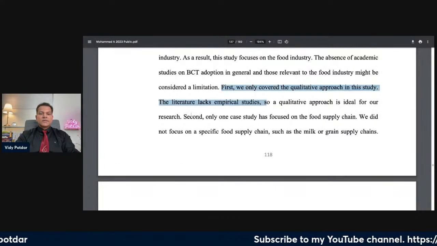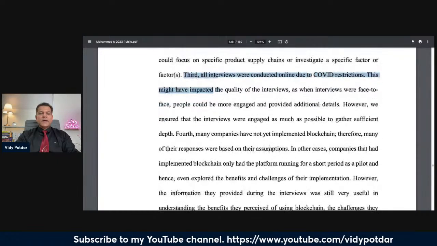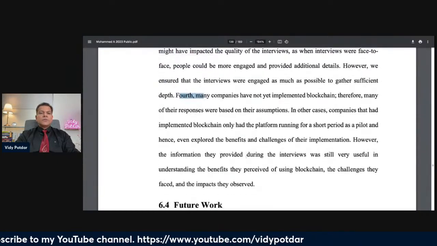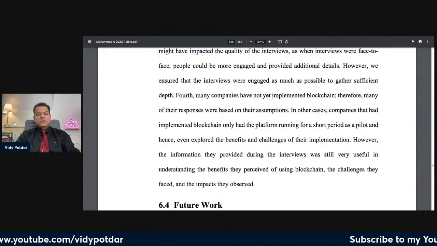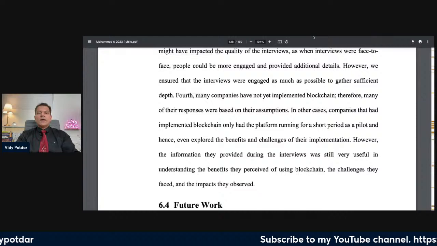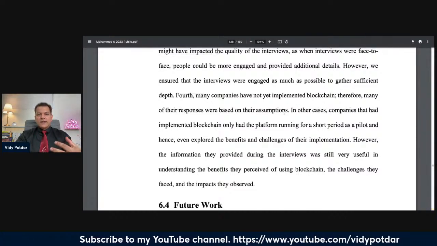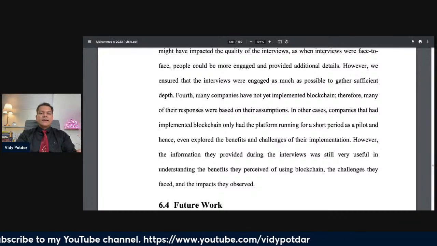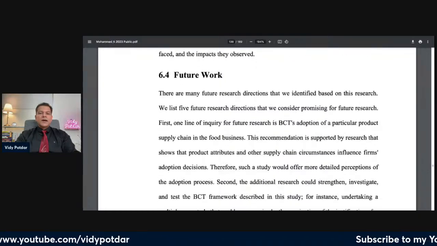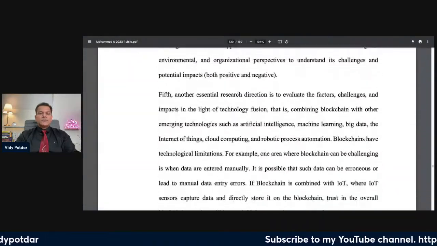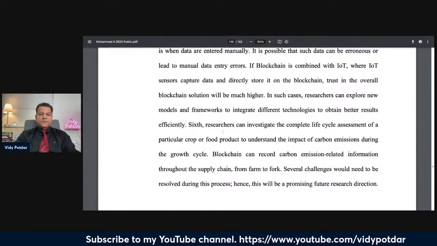For example, first is this, second is this, third limitation is here, fourth, and so on. So as a researcher, the quicker way would be to look for this. You can do Control F and search first, second, third, fourth, and so on. That way you can quickly find the relevant information that you need, and then you can move forward. The same thing can be applied for future work as well. First, second, third, fourth, there is fifth here, sixth, and so on, like this.